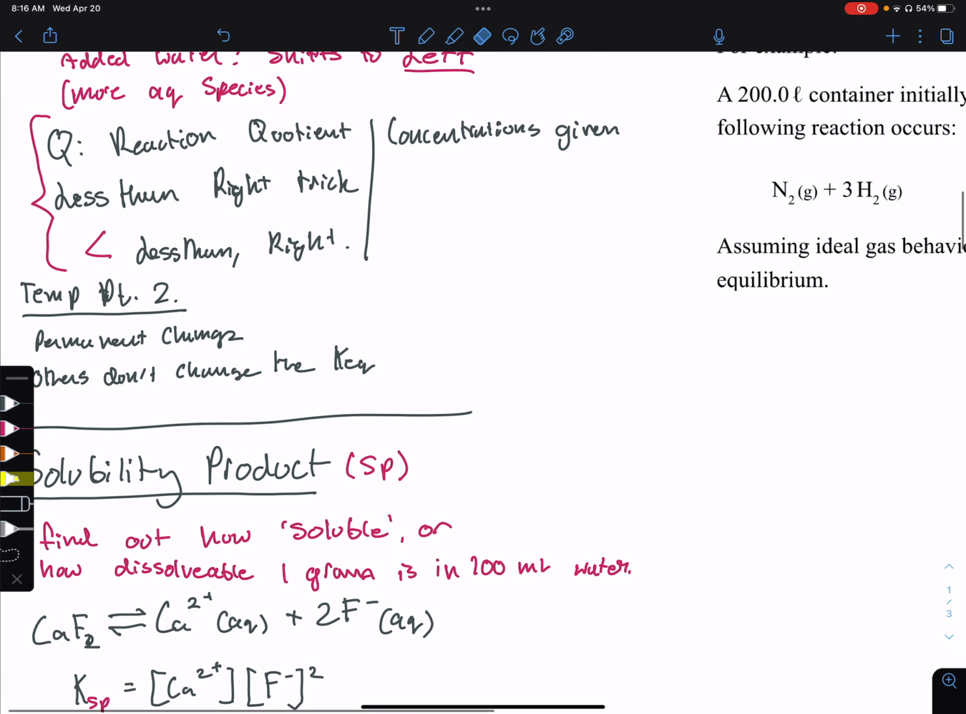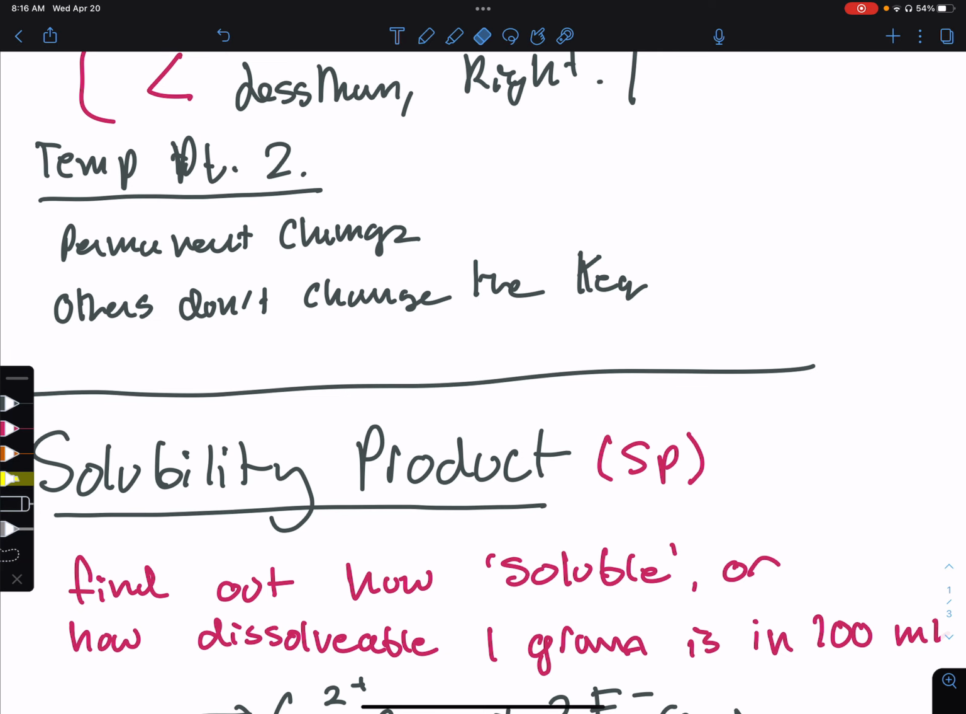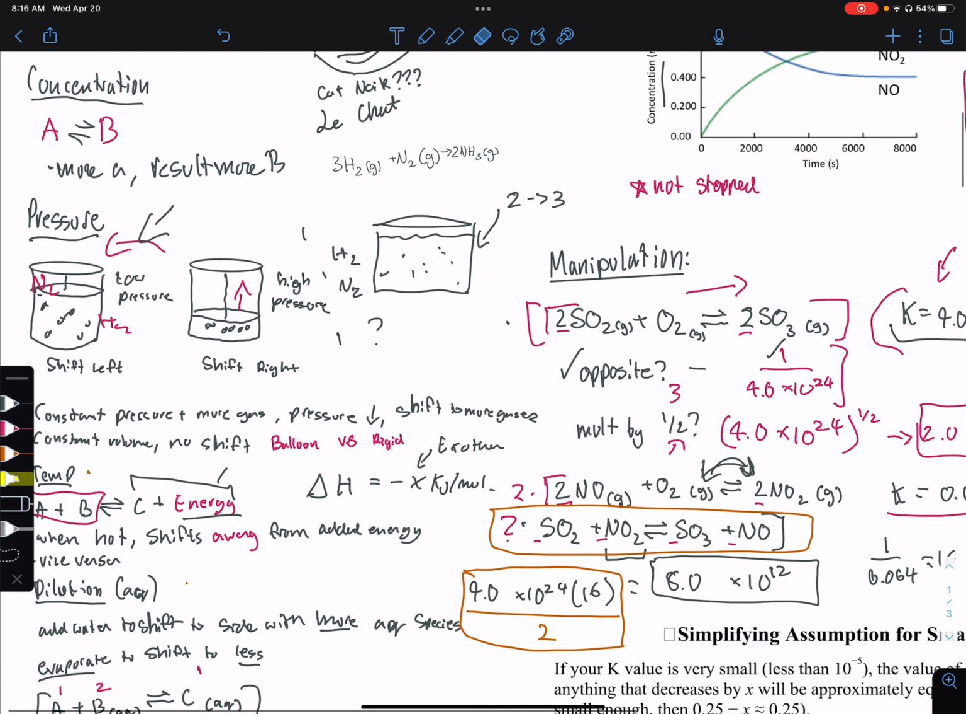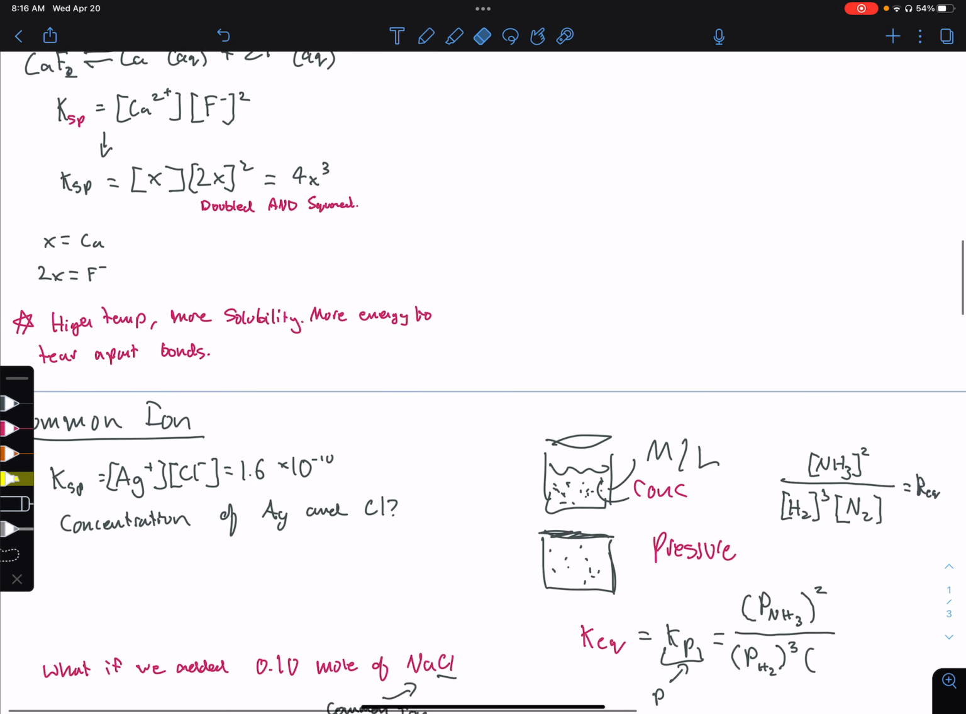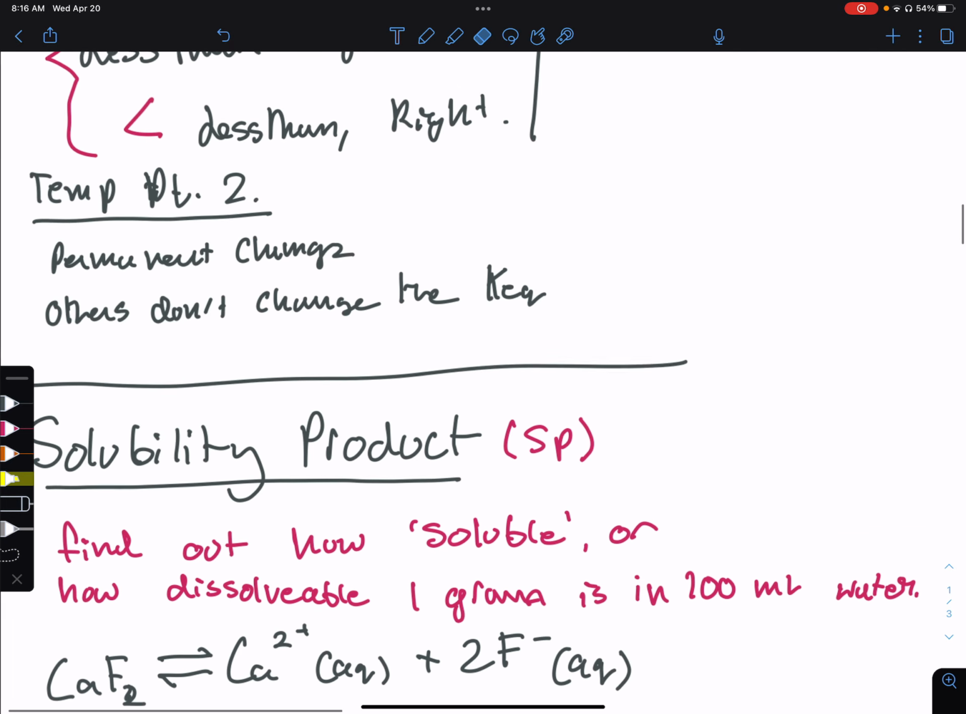So we were talking about temperature, and what happens with temperature is that, unlike dilution or pressure or concentration, there is a permanent change that happens that changes the KEQ. This is because whenever we are tipping that scale in the balance, that's actually affecting the KEQ. So whenever you're changing the temperature, you just have to know that you're also affecting the actual value of KEQ. So that's cool.